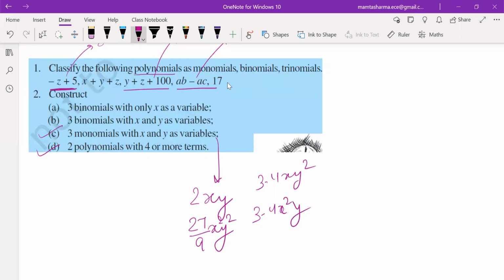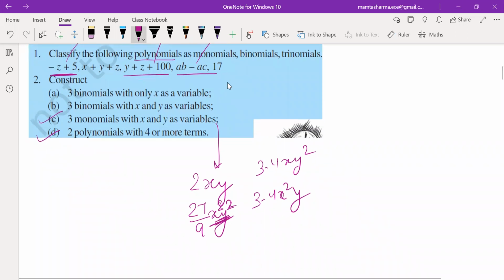I don't know if we can add squares. They said x and y should be present. Okay, then I can add square also. Yes, in a square, x and y is present. So you could say square also, but that power should be positive only. You could not say -2.